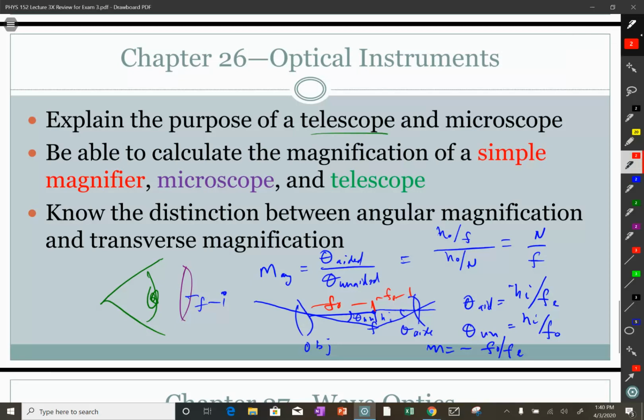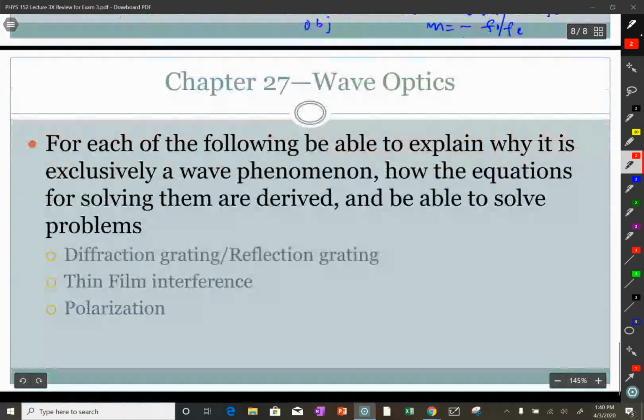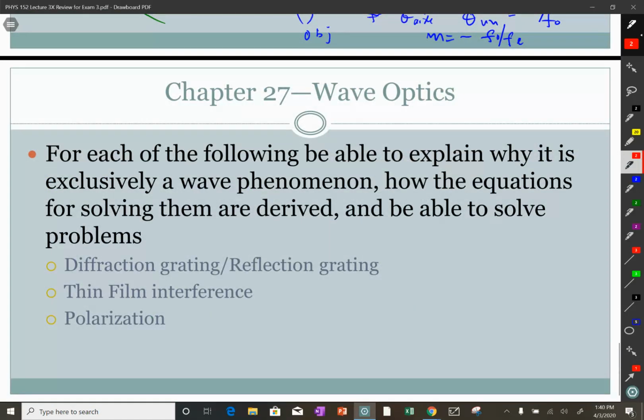You'll be given the equation for the magnification of the microscope, but I don't remember exactly what goes in it. You'll be given that equation. And so you need to understand what they do, what their purpose is, and be able to calculate magnifications and things like that. Finally, chapter 27, wave optics.